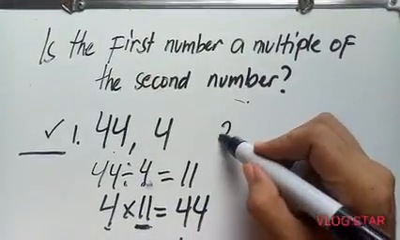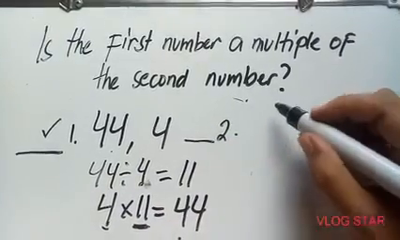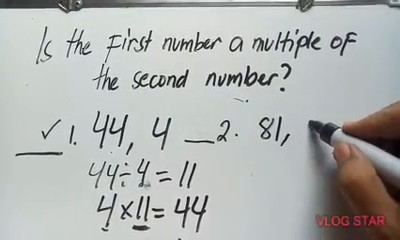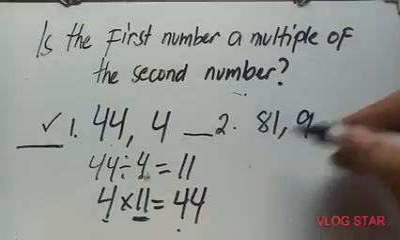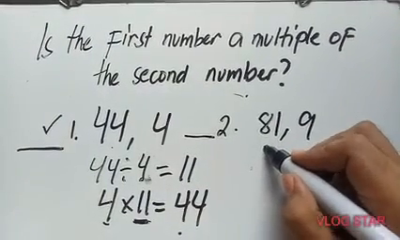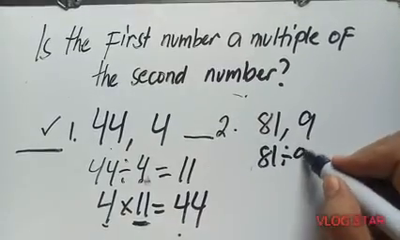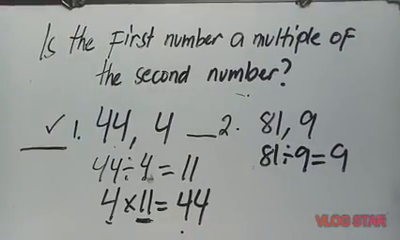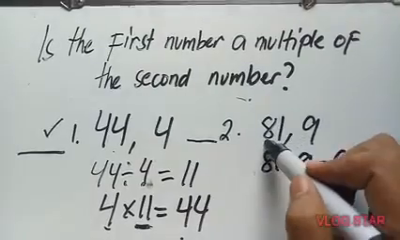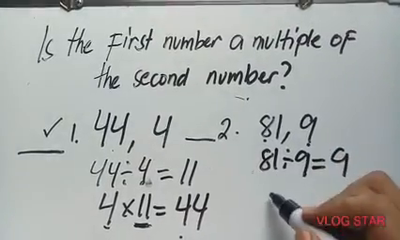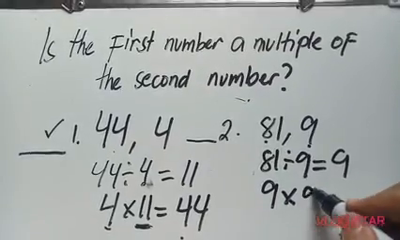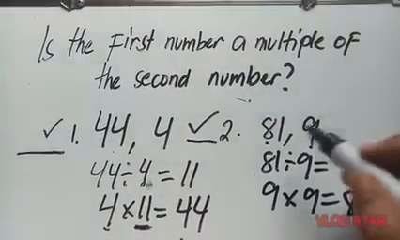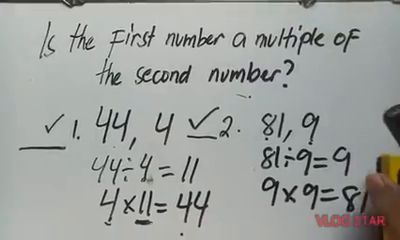So next example is 81 and 9. Another way to determine: 81 divided by 9, the answer is 9. So we can say that 81 is a multiple of 9. So 9 times 9, the answer is 81. So 81 is a multiple of 9.